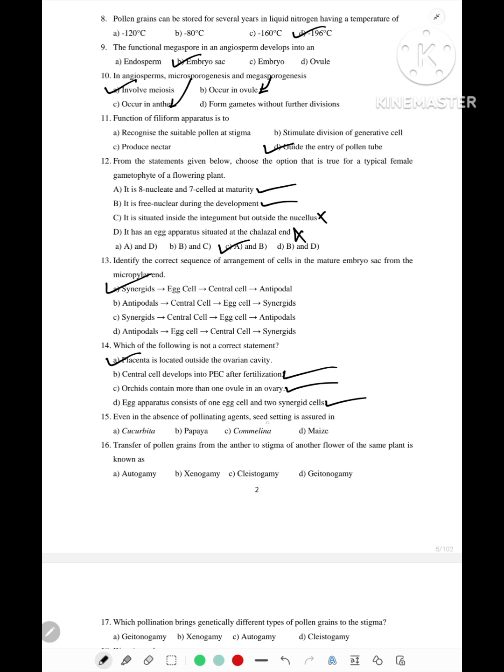Even in the absence of a pollinating agent, seed set is assured in Cucurbita, papaya, Commelina and maize? Commelina, Oxalis and Viola are examples of chasmogamous flowers. Cleistogamous flowers have an assured seed set. Transfer of pollen grains from anthers to the stigma of a flower of the same plant is known as autogamy.